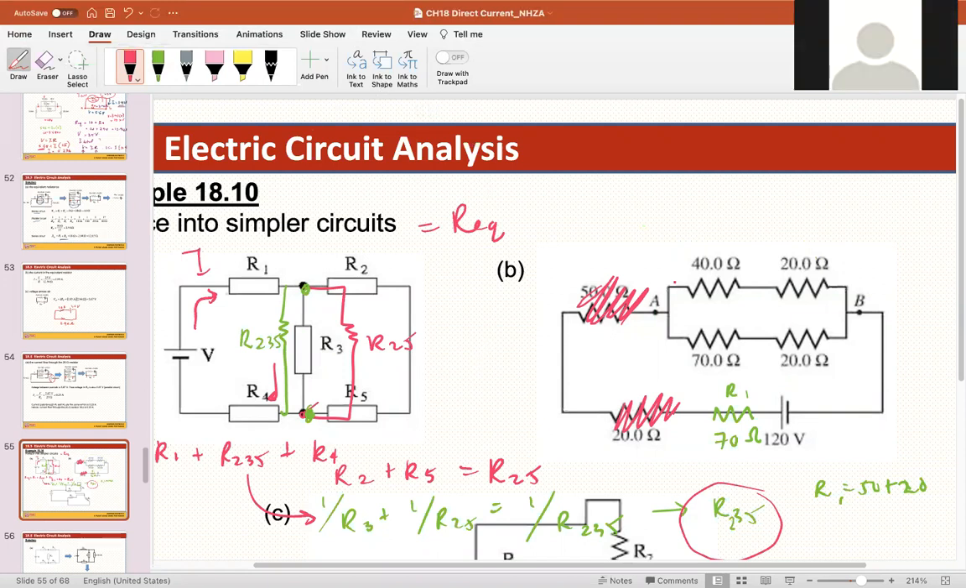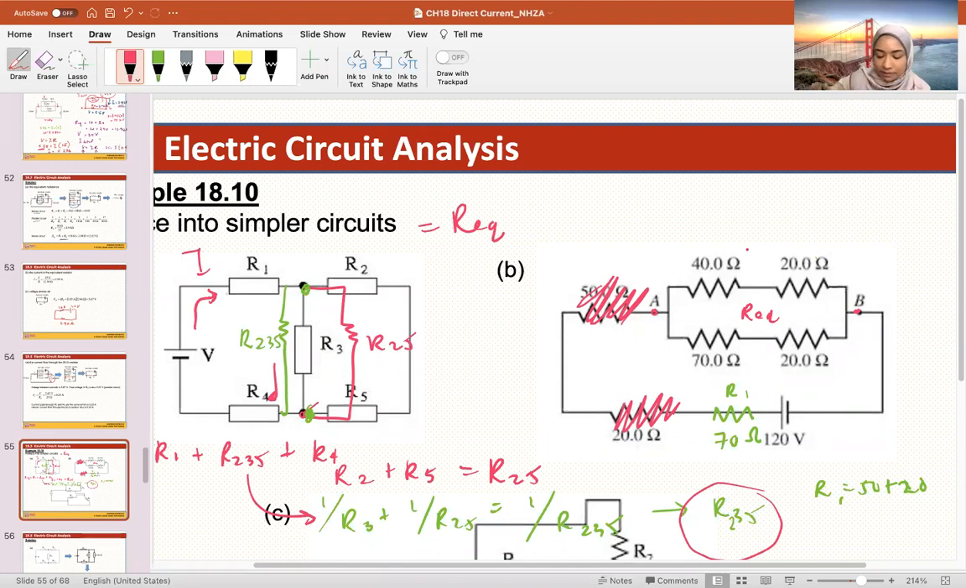Yes, me. Okay, Hajar. How do I simplify this? What would you do to make it into R equivalent for this whole thing from A to B? What will you do? I add the value because they are parallel. Who is parallel? All four. All four are in parallel.